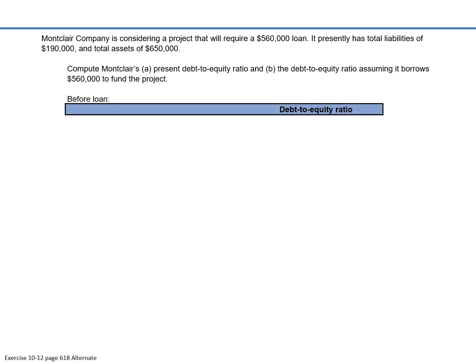All right, in letter A, their present debt to equity ratio, they've got total debt of 190,000. They've got total equity of... they have total assets of 650 and they have total liabilities of 190. So what does that mean? If we bust out our accounting equation, assets equals liability plus equity, right?